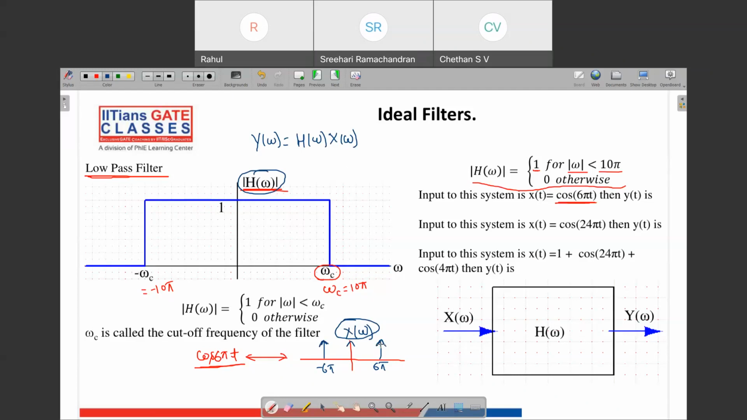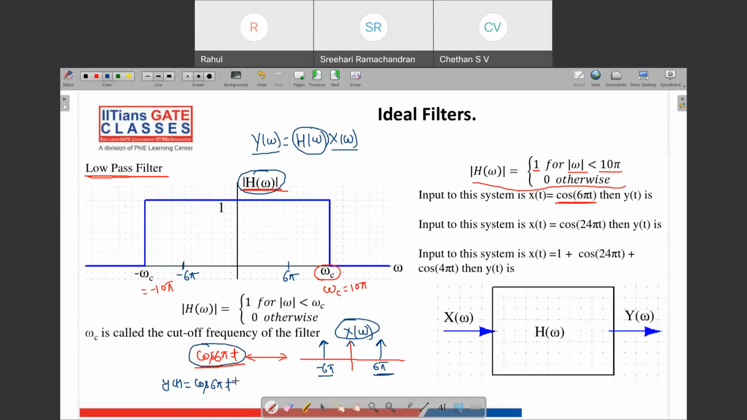When you multiply this X of omega with H of omega, it is going to be the same as X of omega, because H of omega is equal to 1 at omega equal to minus 6 pi and plus 6 pi. Since H of omega is equal to 1, Y of omega will be simply equal to X of omega, because the frequencies of interest here are minus 6 pi and plus 6 pi. So if you give cos 6 pi t as an input, your output will also be cos 6 pi t.